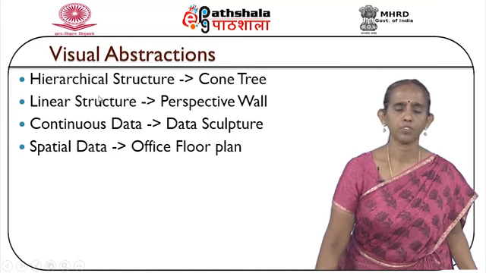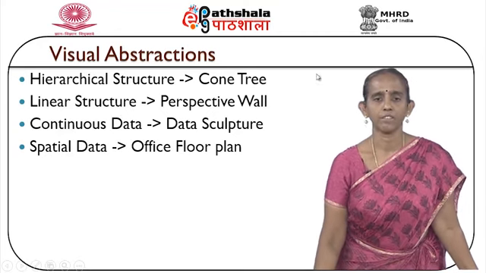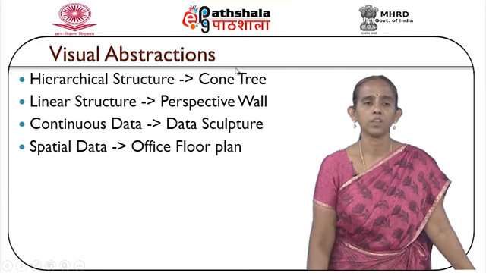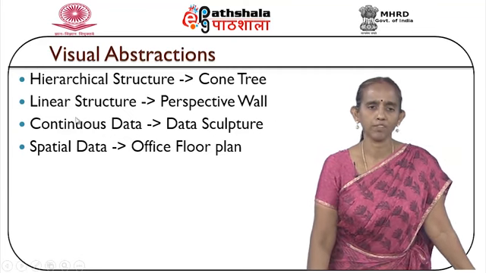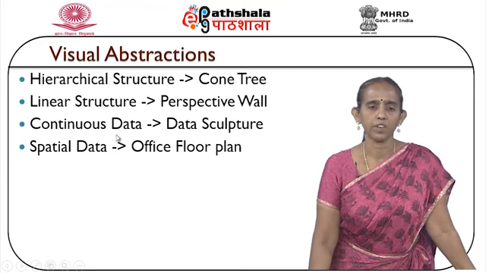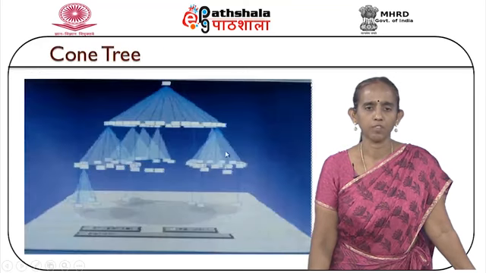Some examples of such structures are hierarchical structures, wherein examples are cone trees. Then we have linear structures. Examples are perspective wall. We have continuous data displacement, which is in the form of data sculpture, and we have spatial data representation. Example is office floor plan. So these are examples of cone trees.